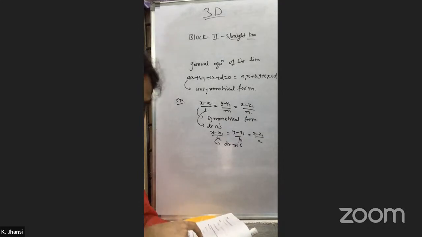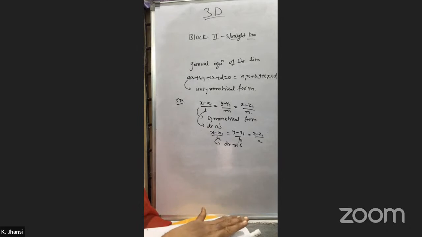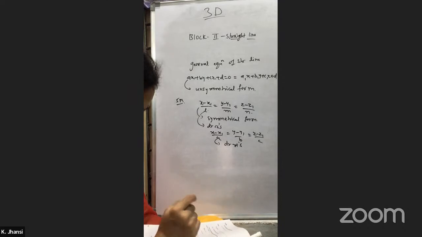So if you substitute them in the standard line equation, then you will get the equation of the line in symmetrical form. This procedure is useful for other units also, for conversion of unsymmetrical form to symmetrical form. Okay. So this example 104, this is a repeated question.